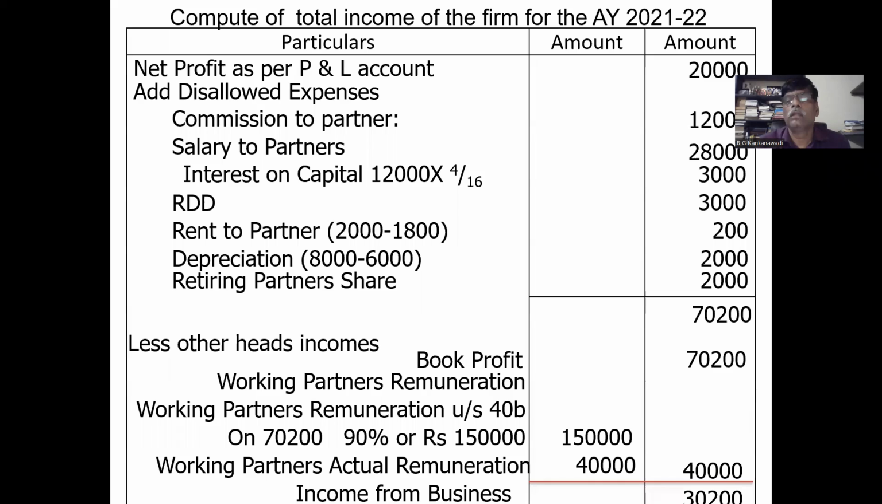Nothing else is there, so the answer comes. And this is the GTI. This is GTI. And this is the total income. Total income is the GTI is the business income.